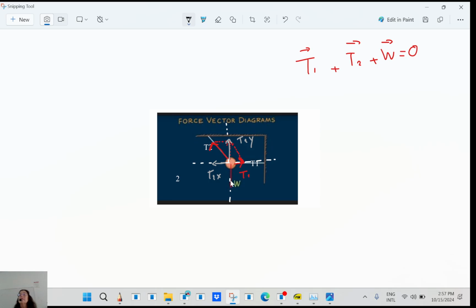So what is down? Very good. So down equals up. Everything down equals everything up. What is down? That's going to be the weight. And what is up? No, no, no. Up, up, up. Yes, the Y component of T2. The Y component of T2, right? T1 has no Y component.